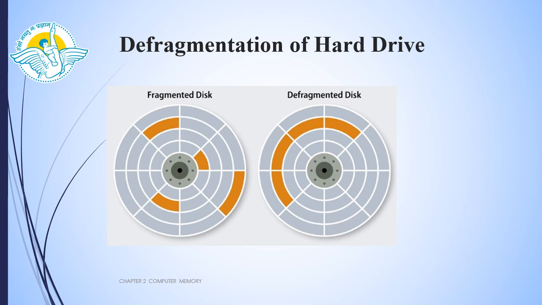This slide shows you the picture of a fragmented disk and defragmented disk. As you can see here, in the fragmentation process, the file is divided into several parts and is placed at different locations on the disk. Whereas in case of defragmented disk, all these fragments are put together at one location so that the hard disk drive can retrieve it faster.